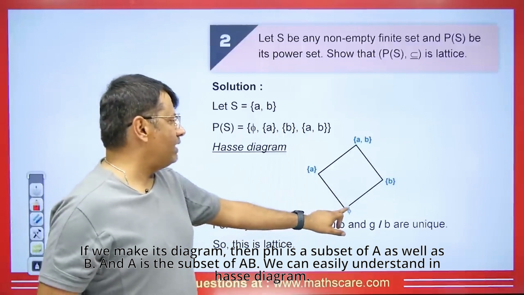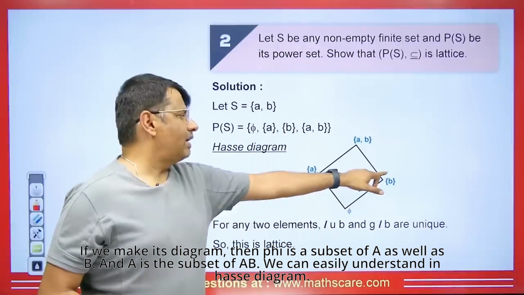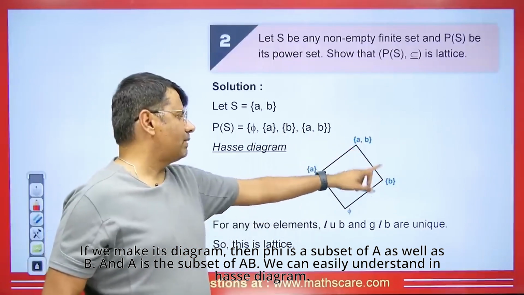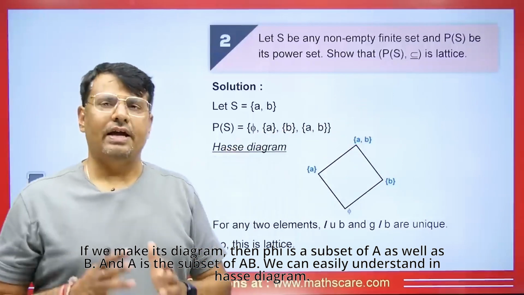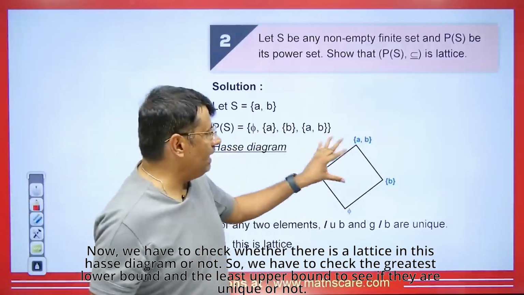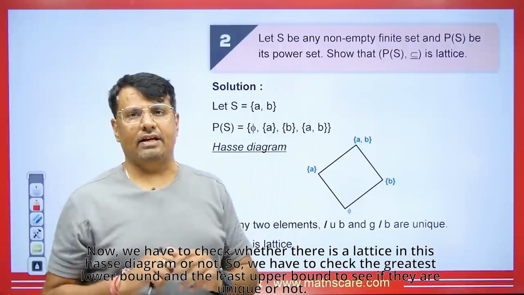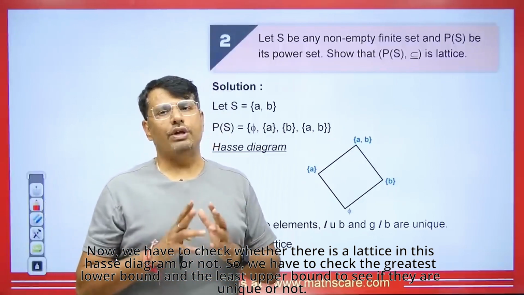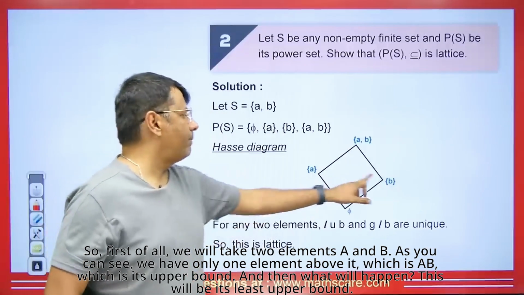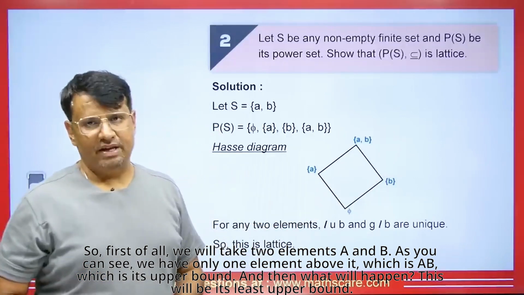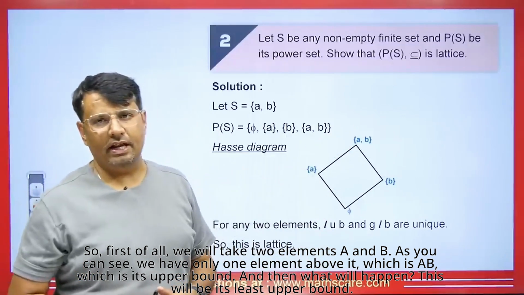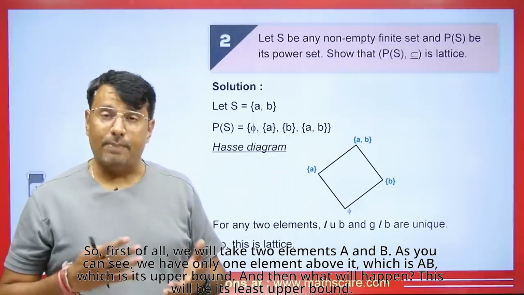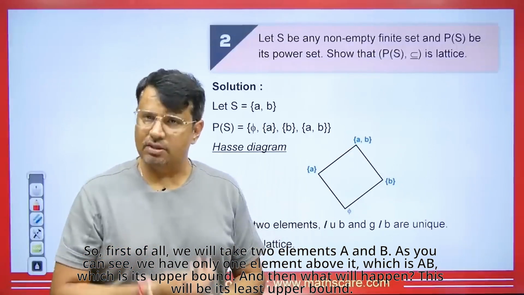If we make its diagram, then phi is a subset of A as well as B, and A is a subset of AB. We can easily understand this in the Hasse diagram. Now, we have to check whether this Hasse diagram is a lattice or not. So, we have to check whether the greatest lower bound and the least upper bound are unique. First of all, we will take two elements, A and B. As you can see, we have only one element above them, which is AB, which is their upper bound. And this will be their least upper bound.